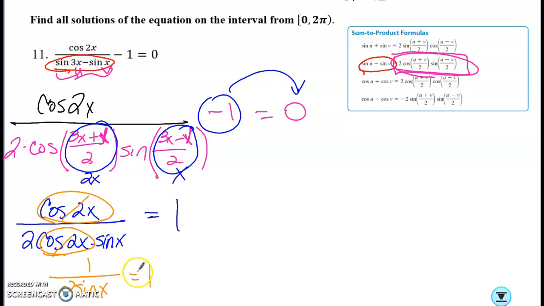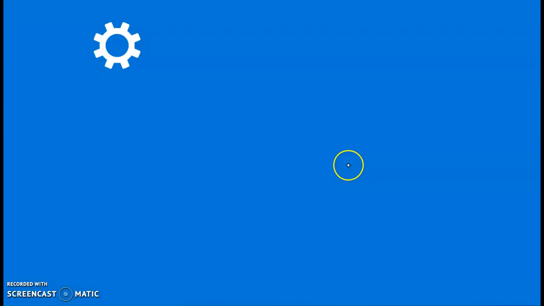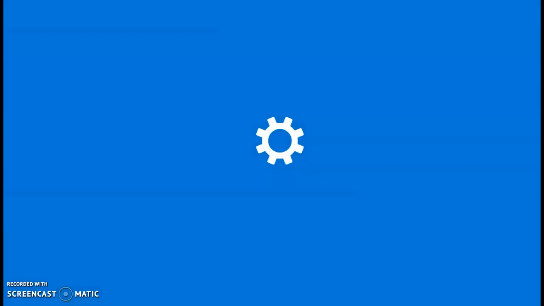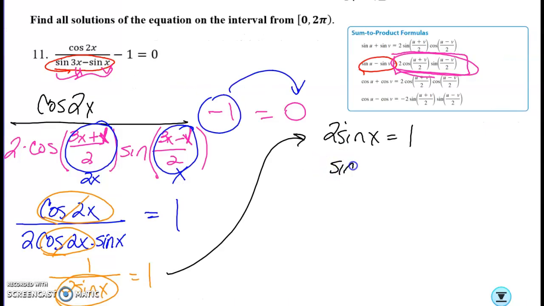And I could cross multiply or multiply both sides by our denominator. So now I have 2 sine of x equals 1. So the sine of x equals 1/2. And now we're figuring out where sine of x equals 1/2, and that's pi over 6 and 5 pi over 6. Okay, got through that one.